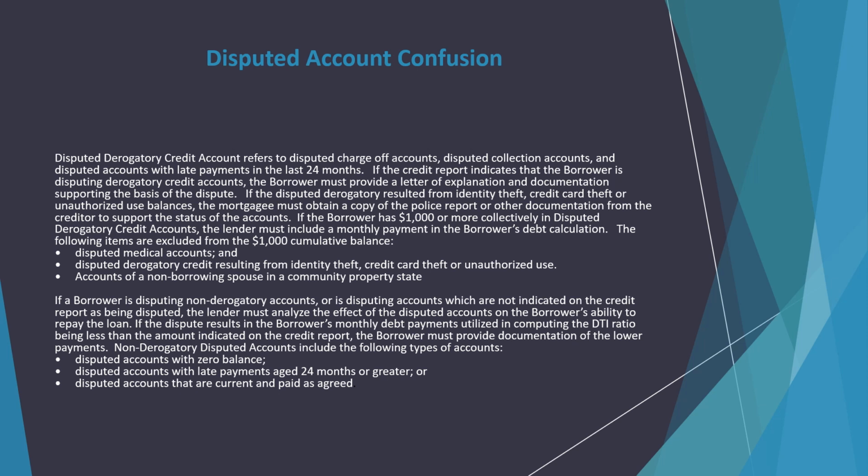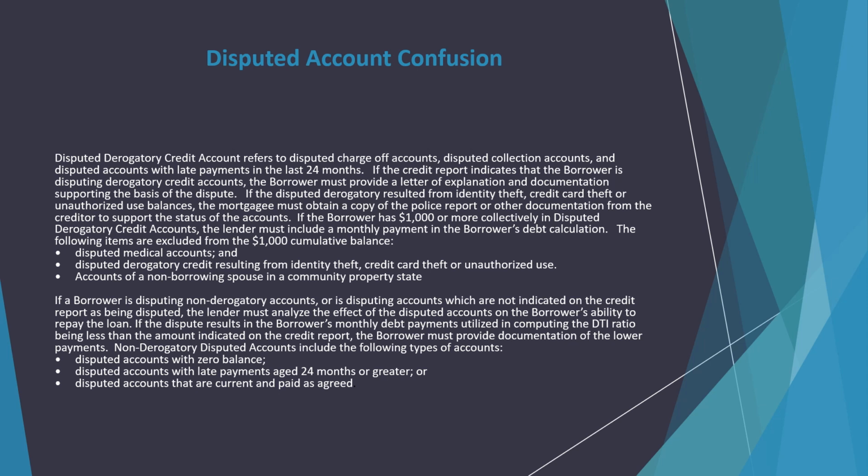We do not have to downgrade anything that is caused by identity theft and fraud, but you must have documentation of the police report and documentation of the credit from the credit agency. We do not need to downgrade any medical collections. In a community property state, if the non-purchasing spouse has disputed items, we do not need to downgrade. Remember, we never evaluate the non-purchasing spouse's credit. We only use it for debt. Non-derogatory disputed accounts, we don't need to worry about those.